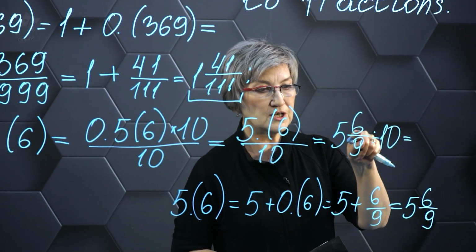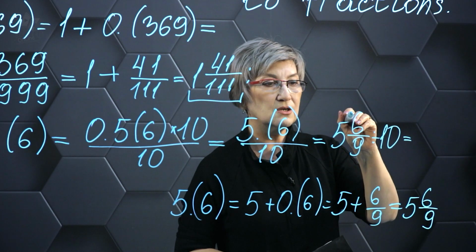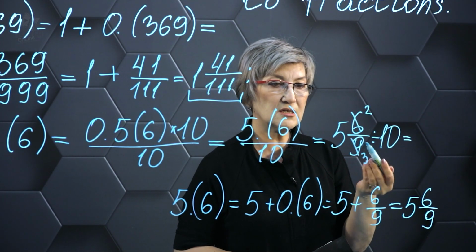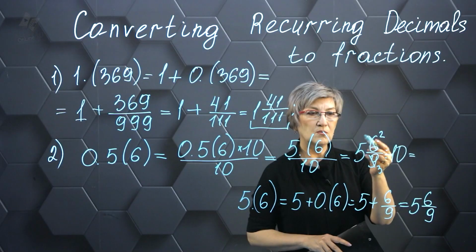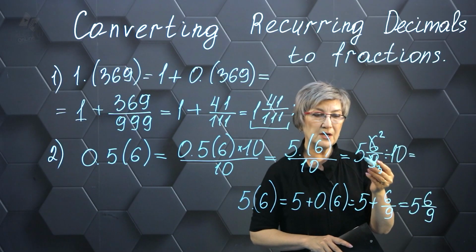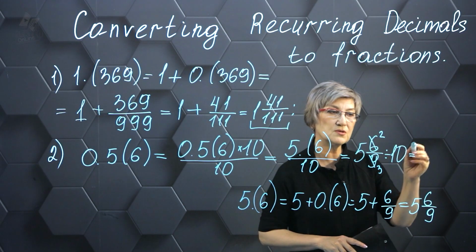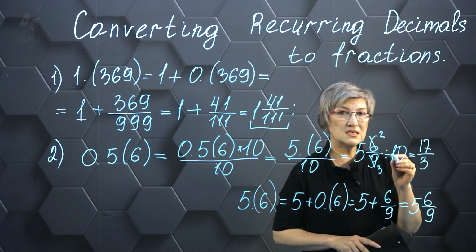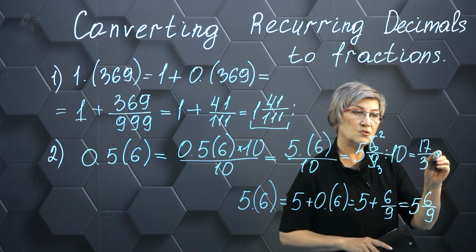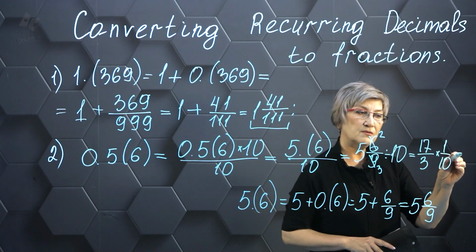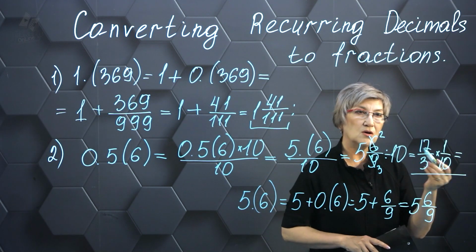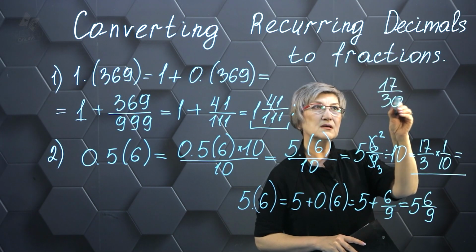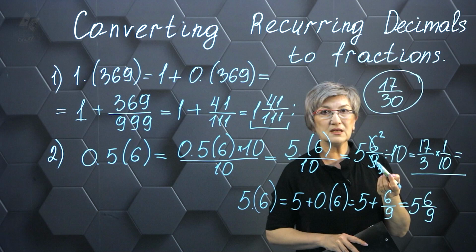5 and 6/9 divided by 10 is very easy. But first, let's divide 6 and 9 by 3. 6 divided by 3 is 2. 9 divided by 3 is 3. The result is 5 and 2/3. We can convert to improper fractions: 5 times 3 is 15, and plus 2 is 17 thirds. Now divide by 10 or multiply by 1/10. The result of this action is 17/30. So our answer is 17/30.